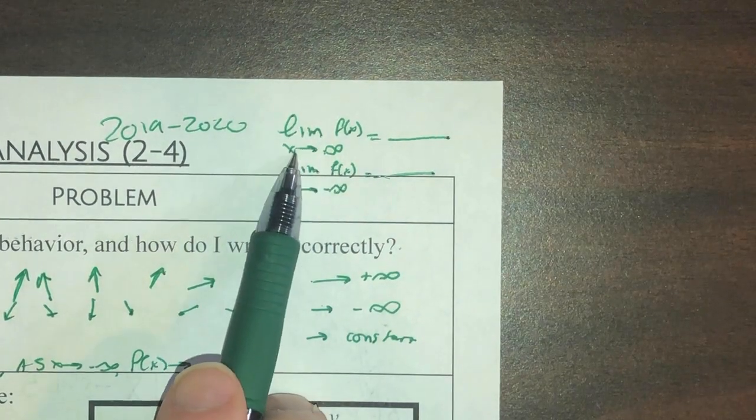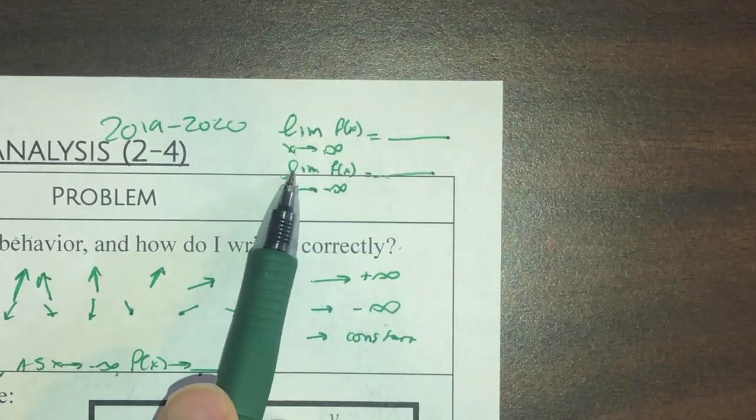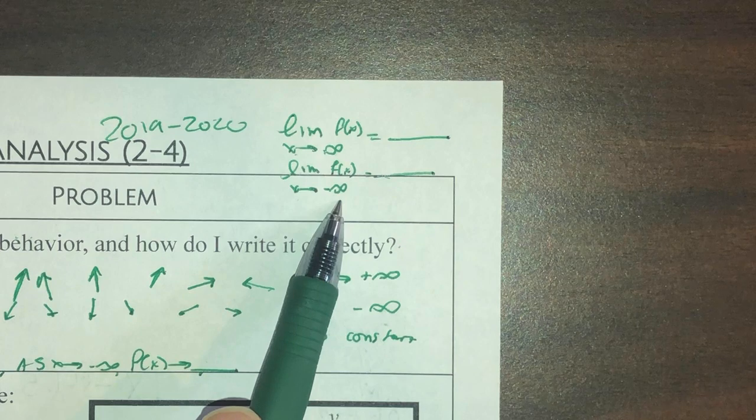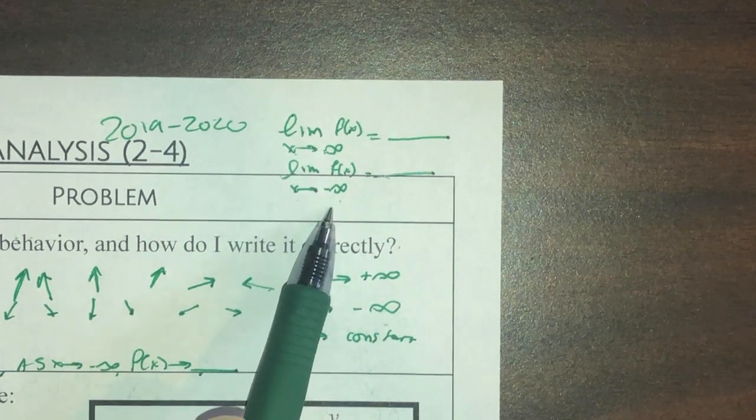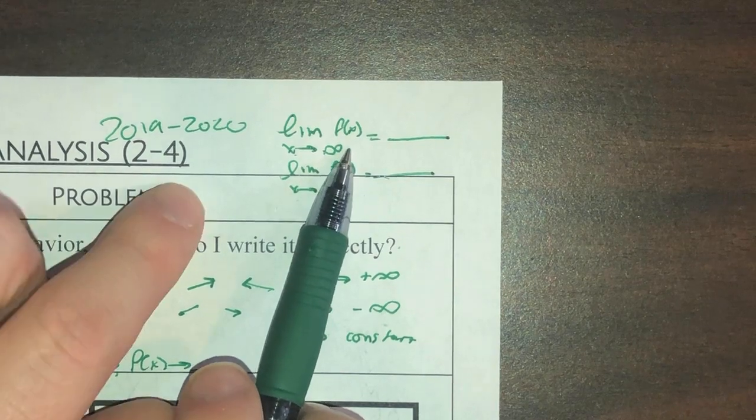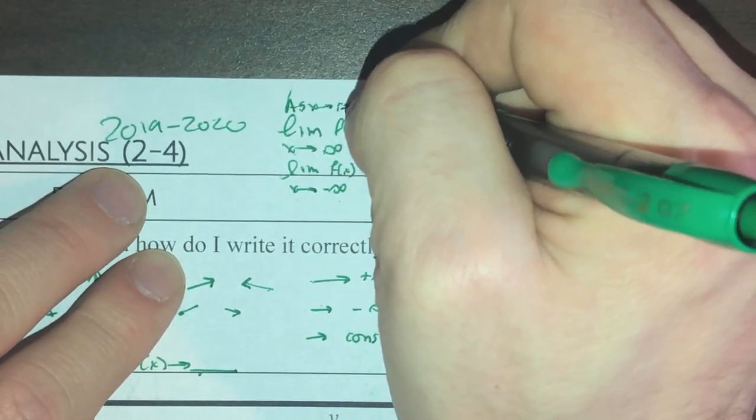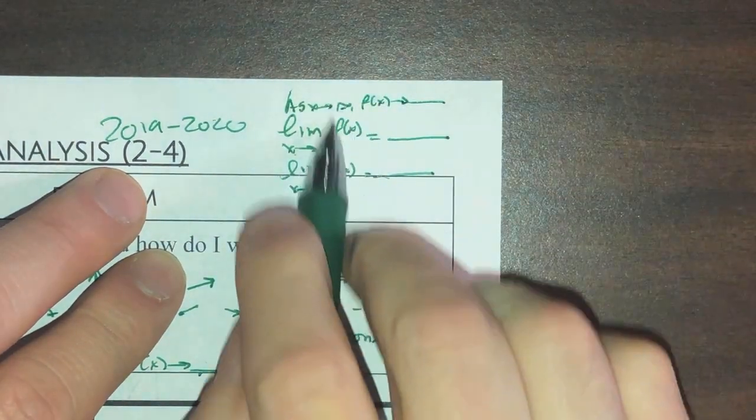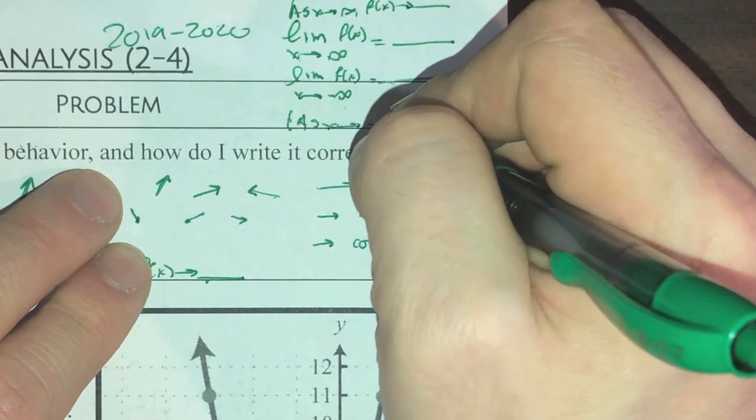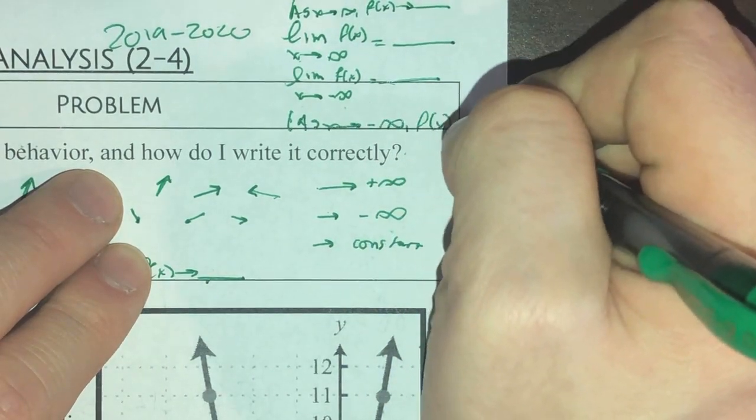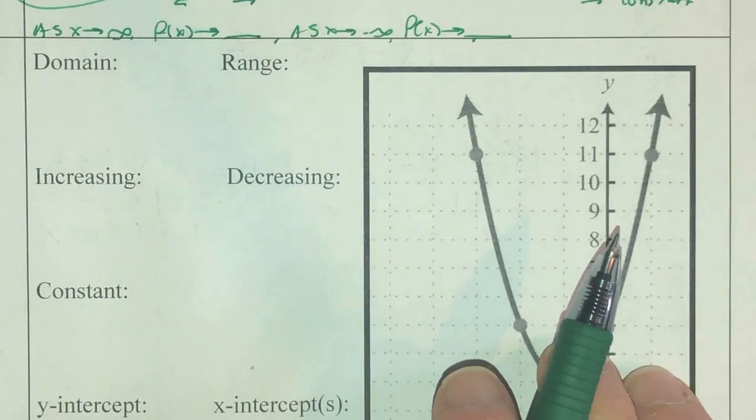This says as x approaches infinity, f of x goes to. As x approaches negative infinity, f of x goes to. So I'll let you write it either way. This, remember, is as x goes to infinity, f of x goes to. These mean the same thing. And this is the same thing as x goes to negative infinity, f of x goes to. Okay? Same thing. You get to choose which way to do it.